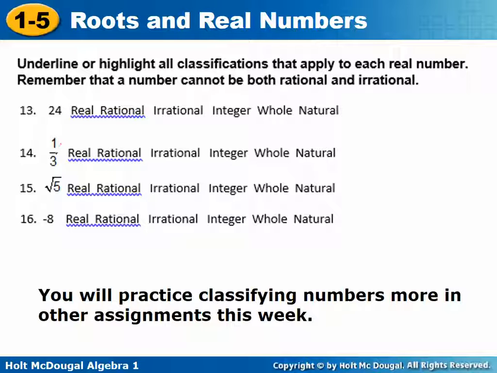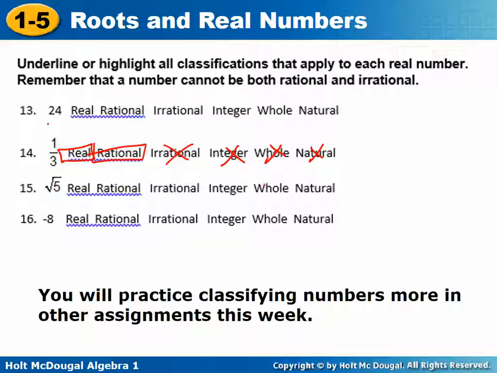Number 14, 1/3 is a real number. These are all going to be real numbers, hint, hint. It's rational because it can be written like a fraction. If it's rational, it can't be irrational. It's not an integer because integers don't include fractions. It's not a whole number, and it's not a natural number.